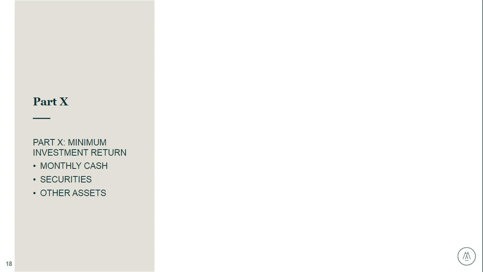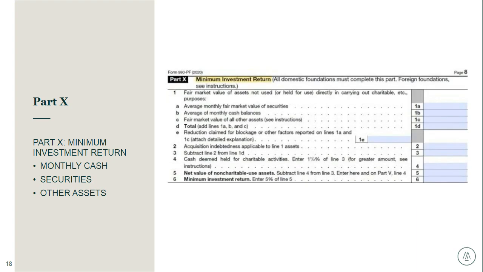All right, so back to the form, part 10. This is the minimum investment return section, and this is where it starts the calculation to determine your minimum distribution requirement annually. This section calculates the fair market value of assets that are not used or held for charitable activities or charitable purposes. So you would not include any program-related investments in this section.